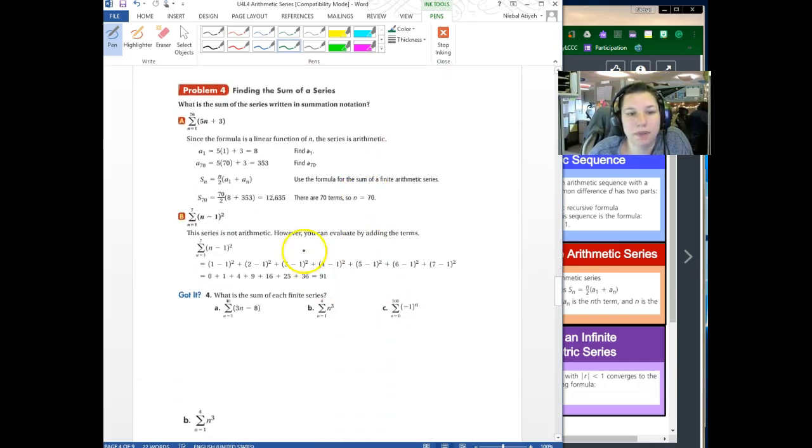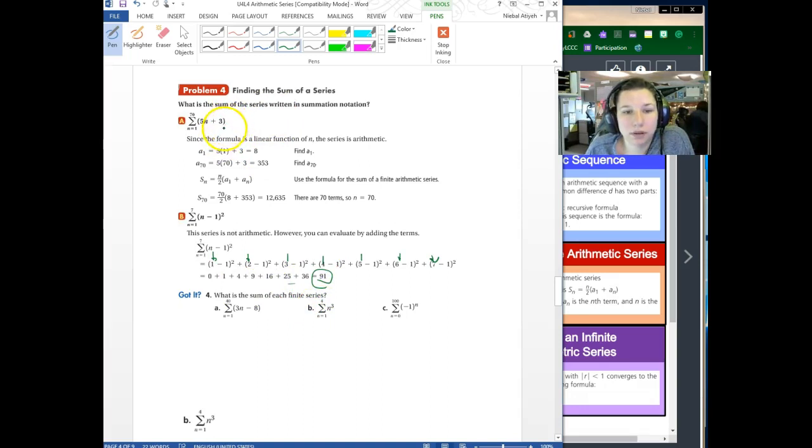Okay. The next one's for finding the sum. What is the sum of the series? These you can do by going through and, like this one here, substituting. So they want the sum from the first to the 7th term for n minus 1 squared. So they've substituted 1 for the first term, 2, 3, 4, 5, 6, and 7. Calculated each of those, added them all up to get the sum.